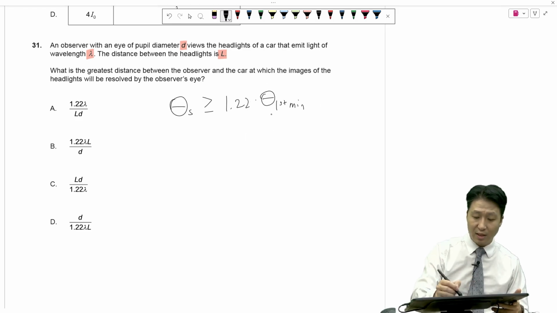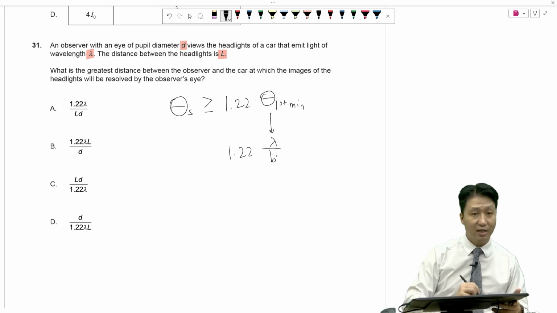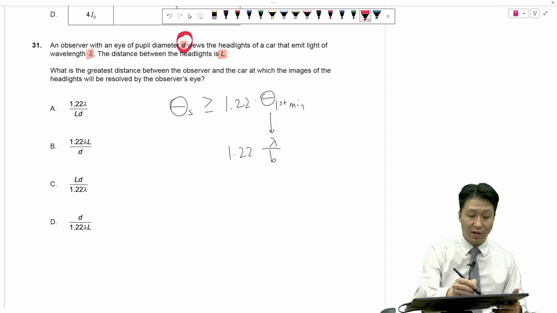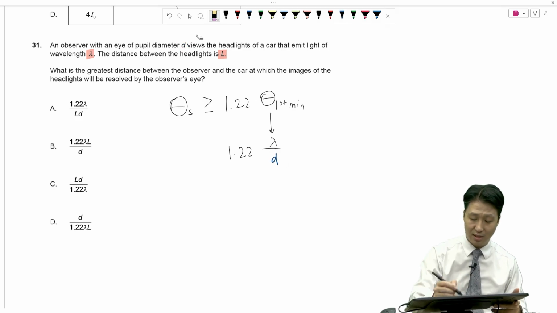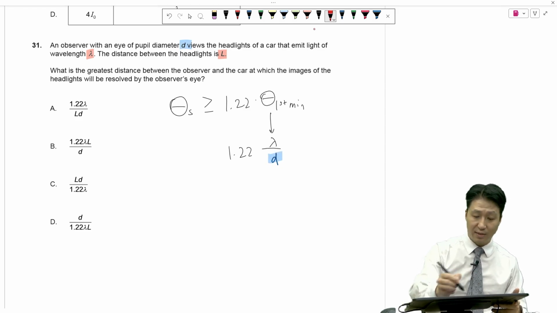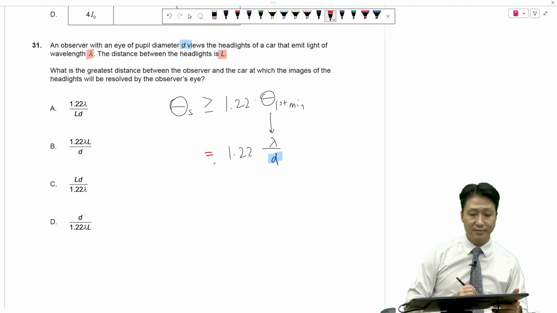First, how do you get the angle to the first minimum? You use the wavelength divided by b, the diameter of the circular aperture. But in this particular question, they used the letter D instead, so we change that to D, and highlight it as so. Next, it's the minimum distance, so that's when it's equal to each other.